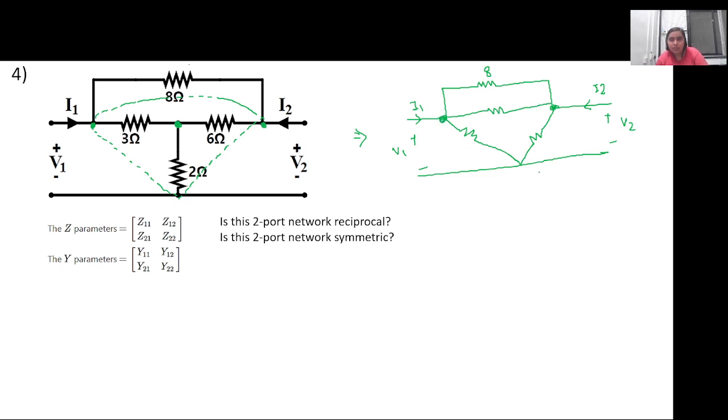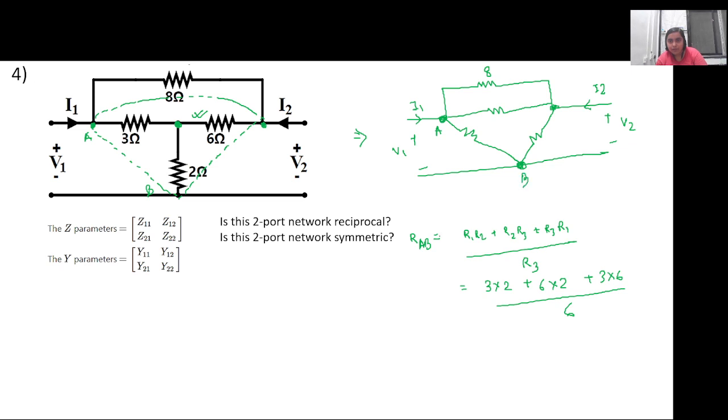So from this branch, the branch resistance across A and B, RAB, in case of star to delta conversion, is R1 R2 plus R2 R3 plus R3 R1 divided by the branch that is exactly opposite to it. In this case, this particular branch. Let this be R3. So it is 3 into 2 plus 6 into 2 plus 3 into 6, by 6. This is the resistance across AB, right? So 6 plus 12 plus 18 by 6. This is 36 by 6. So this will be equal to 6 ohm, right?